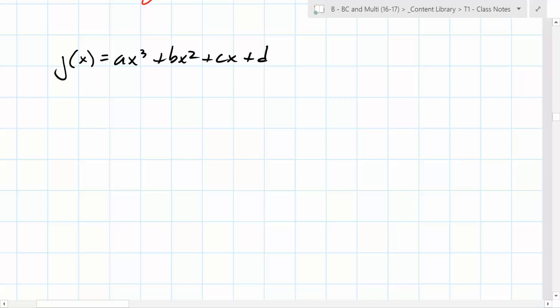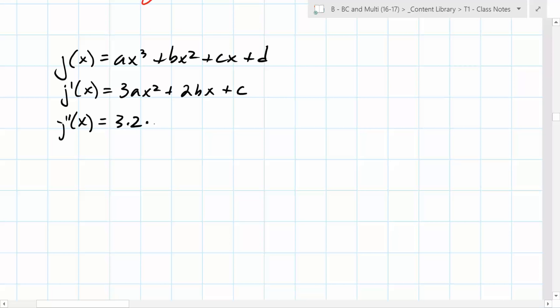And then what did we do first? We found the derivatives. What's the first derivative of it? j prime of x, what's that? 3ax squared, yep, plus 2bx. Nice. The second derivative, oh, I don't know why I converted it to y, but that's unfortunate. What is j double prime? That's going to be 3 times 2 times 1ax plus 2 times 1b.